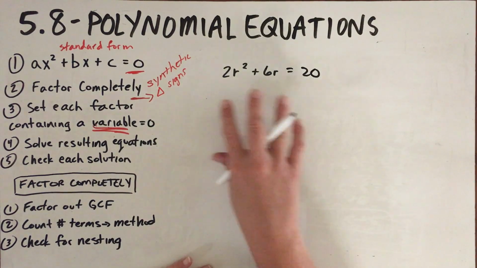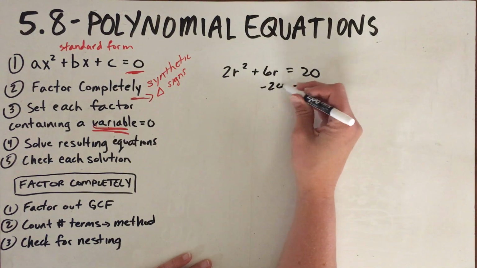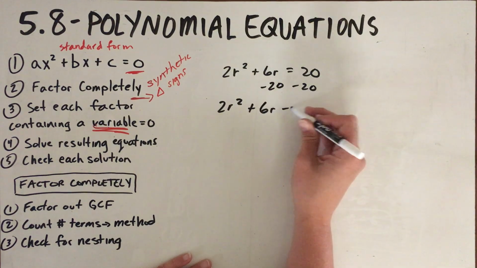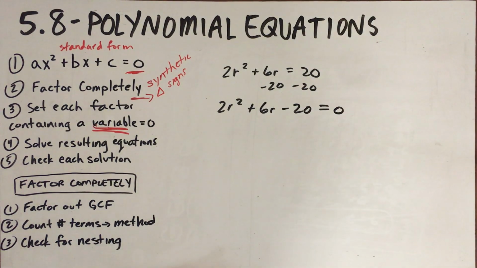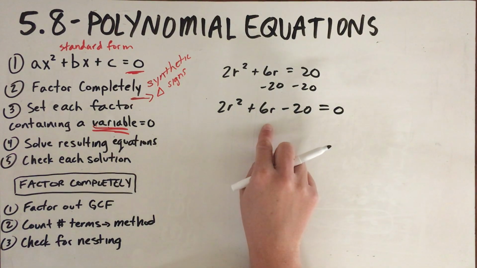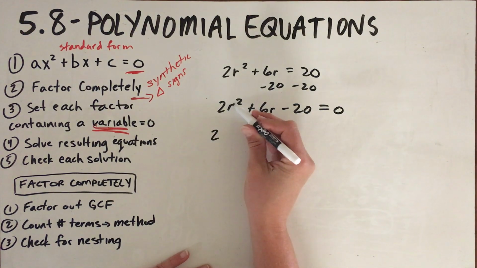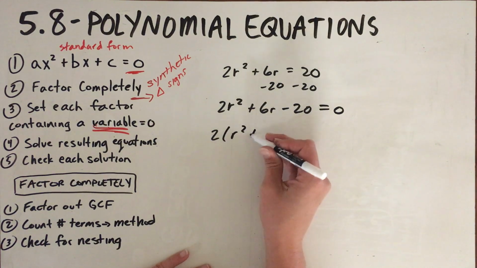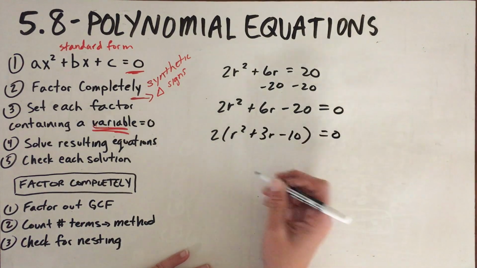Okay, so this is not set equal to 0, so I'm going to subtract the 20 from both sides to do that. So now I have a 2r squared plus a 6r minus 20 is equal to 0. Well, now I'm going to go through my steps here and say, is there a GCF? Well, there's a 2 in every one of these factors, so I can factor out a 2. There's not an r in all of them, though. So I can factor out the 2, so I'm going to get r squared plus a 3r minus 10 is going to be equal to 0.